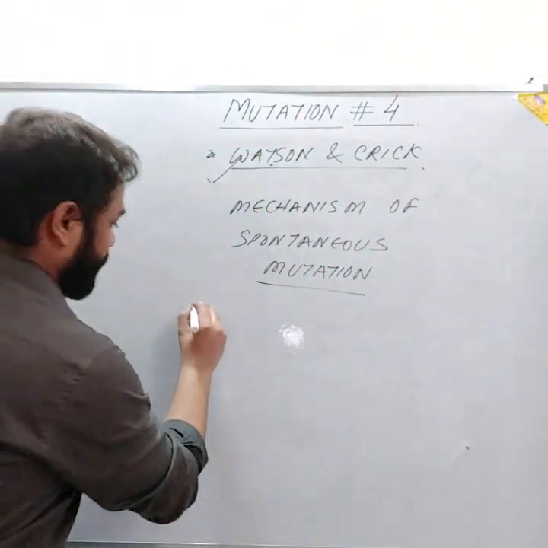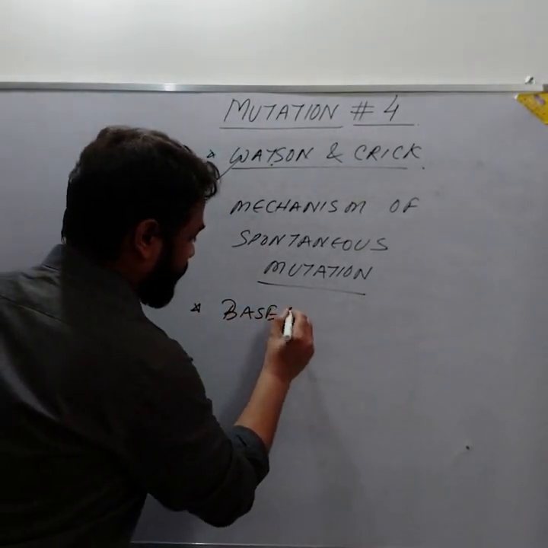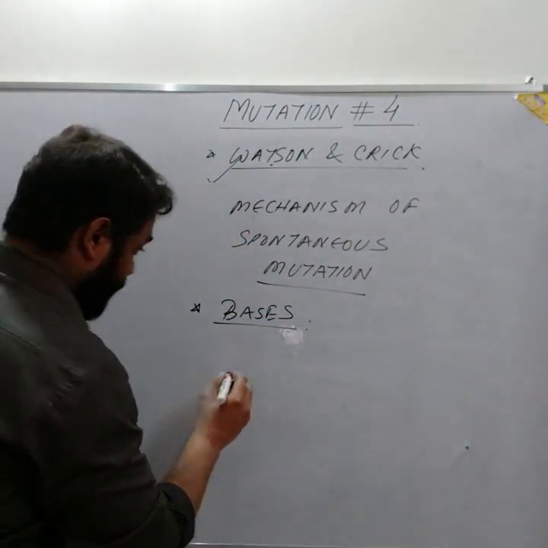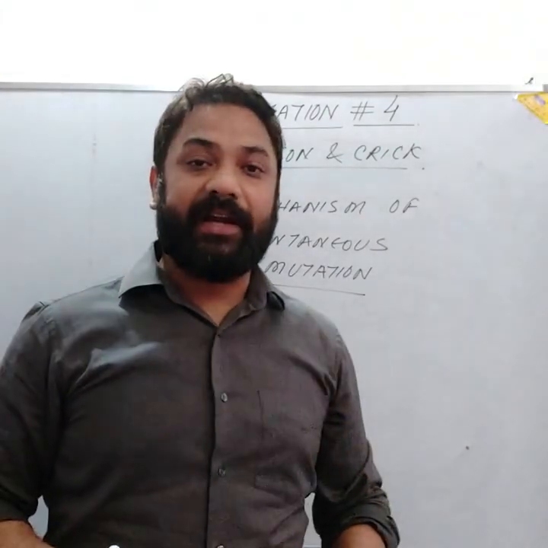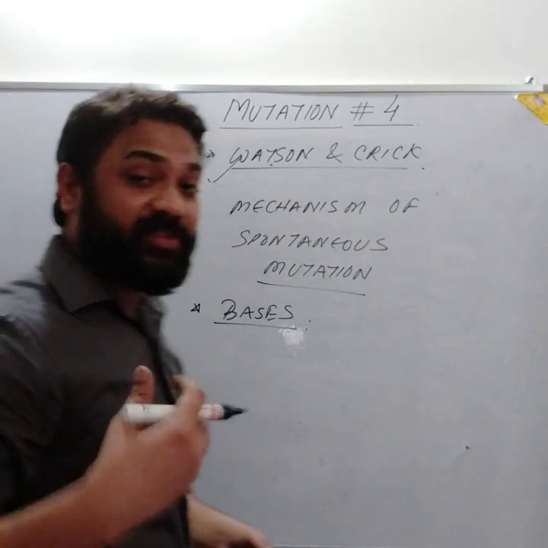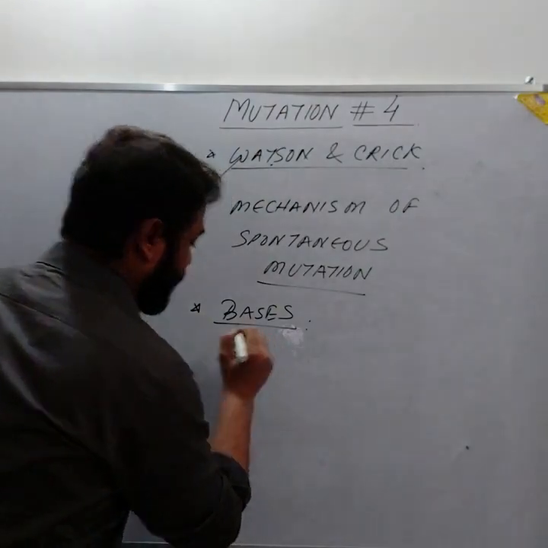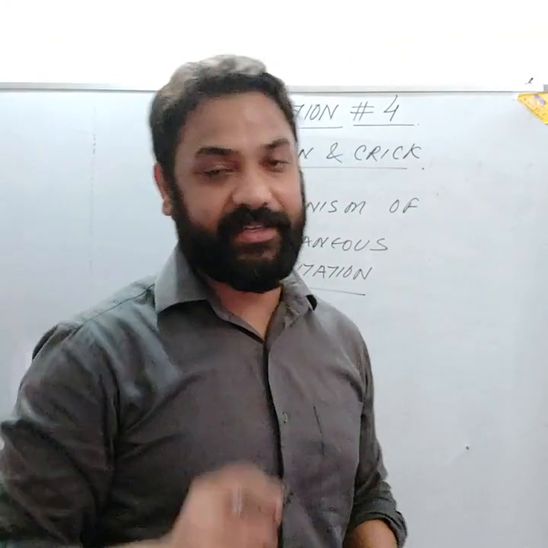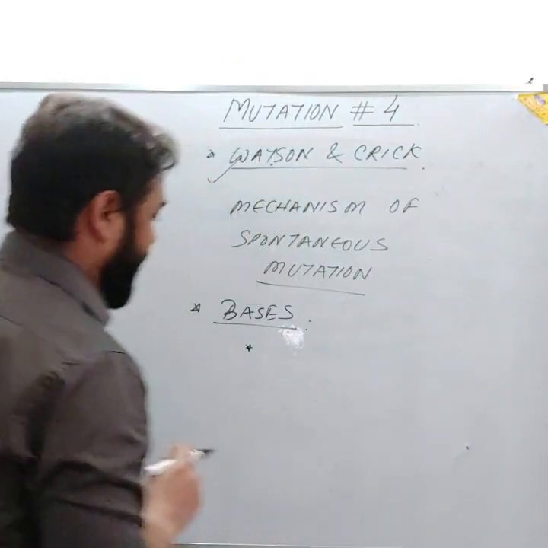Now, how did Watson and Crick propose the mechanism of spontaneous mutation? What they pointed out was something about the bases, or nitrogenous bases. And what was the point? They pointed out that the structure of bases is not stationary or constant. That means it can change. And what kind of change? The structure of bases is not static; there are certain changes occurring in the structure of bases. So this is the point that they pointed out. And what kind of change?